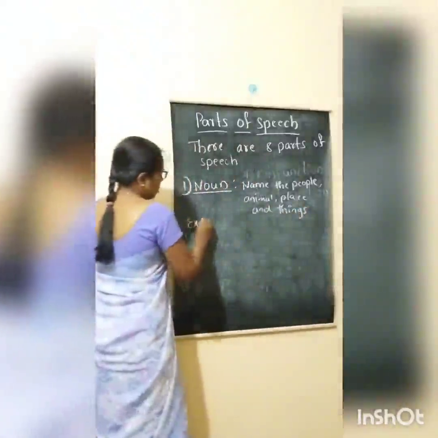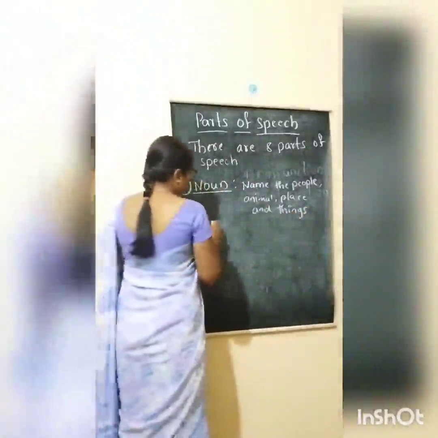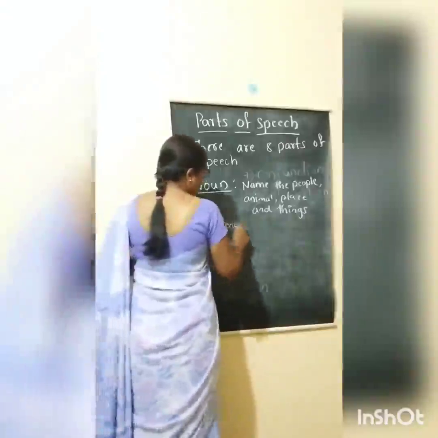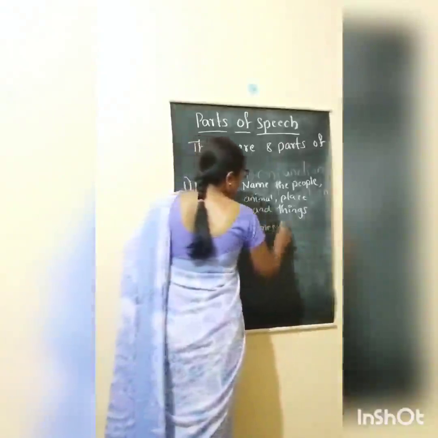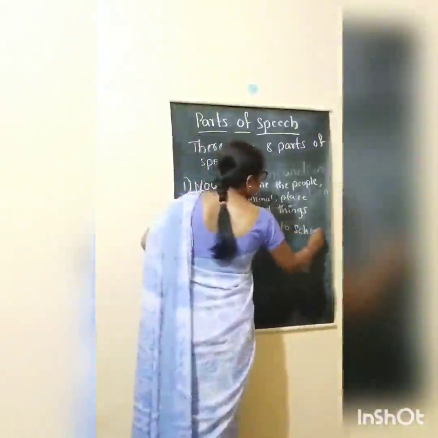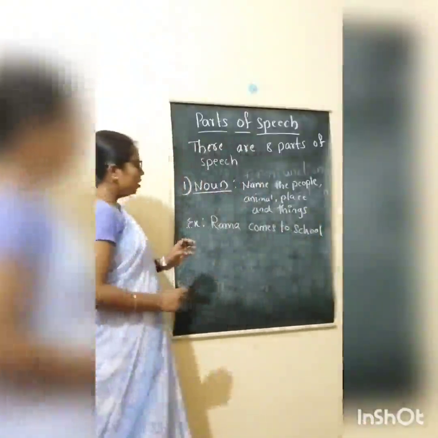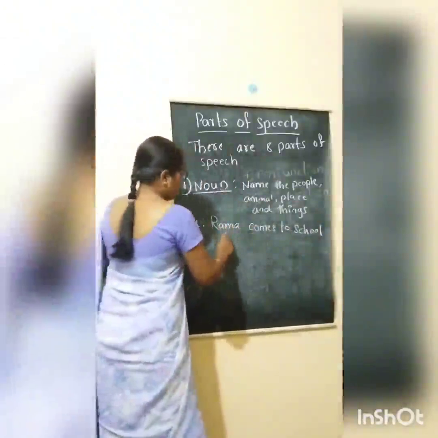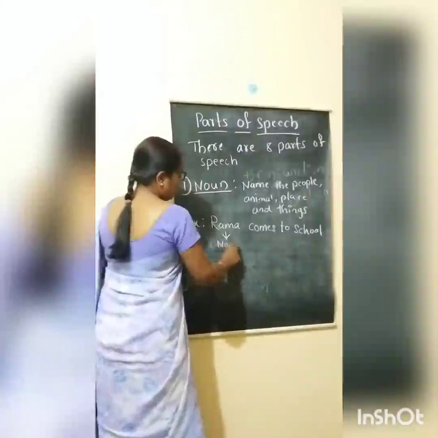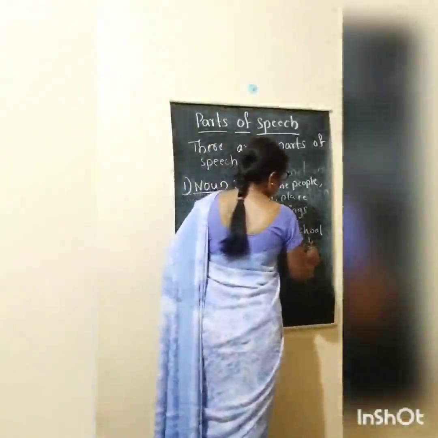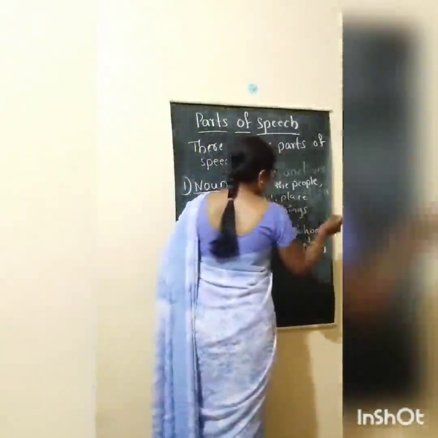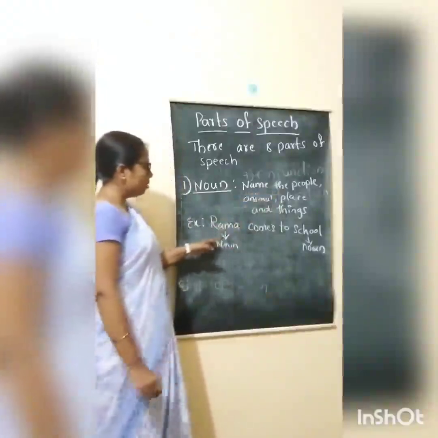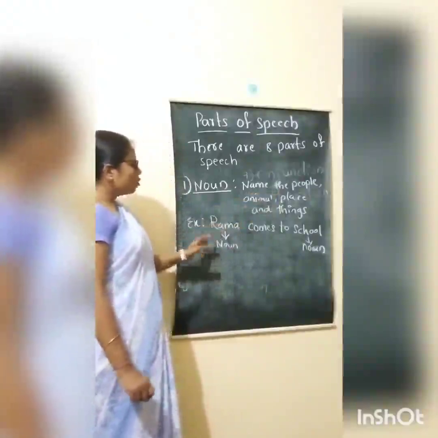For example, I take one sentence. Here, Rama comes to school. There are two nouns here. This is also a noun and this is also a noun. School is a noun and Rama is the name of a person, so Rama is called a noun.